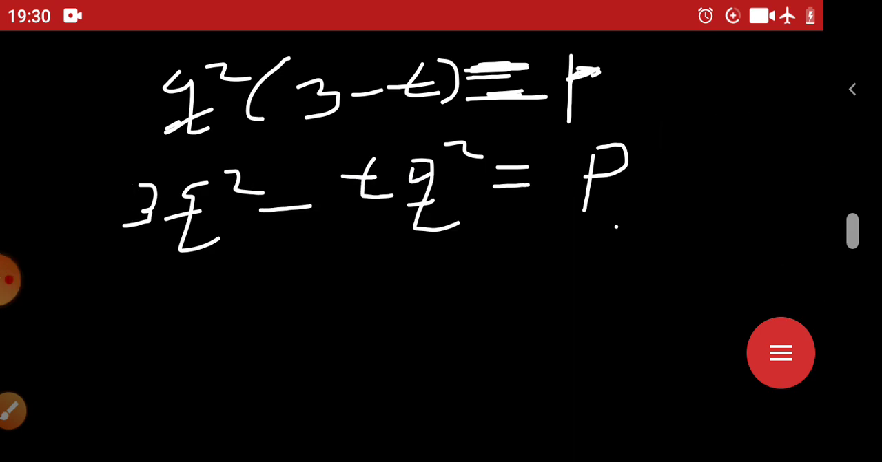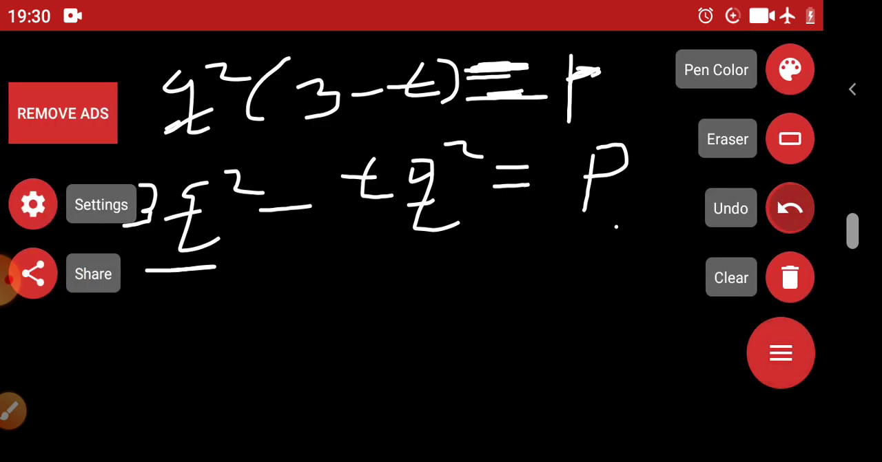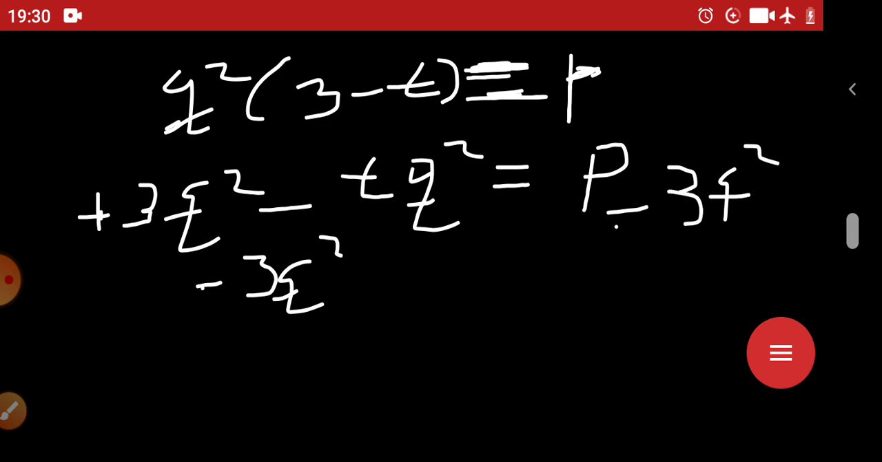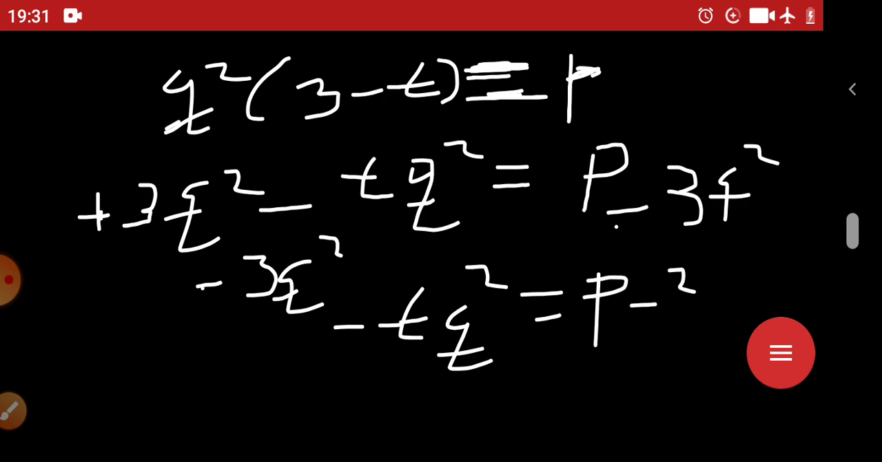Suppose you wanted to remove this term to that side. You can do that as well. Because this is added on this side as a positive, you need to subtract 3q squared from both sides. So you'll be left with negative t q squared equal to p minus 3q squared.